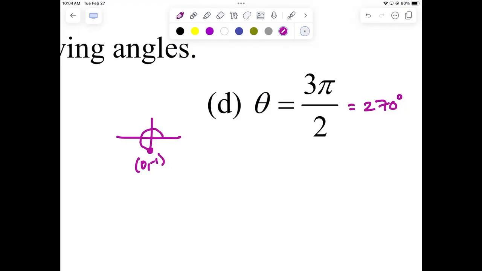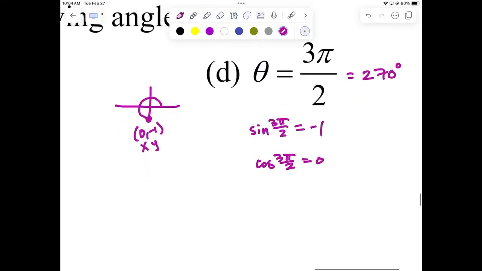They don't land on the interior, so they're not as fun, but they still exist. And once we know the x and y, we can list all 6 trig functions for it. So let's go for it. What's sine of 3 pi halves? -1. What's cosine of 3 pi halves? 0. The y value and the x value. Yep. All right, let's try the others now.